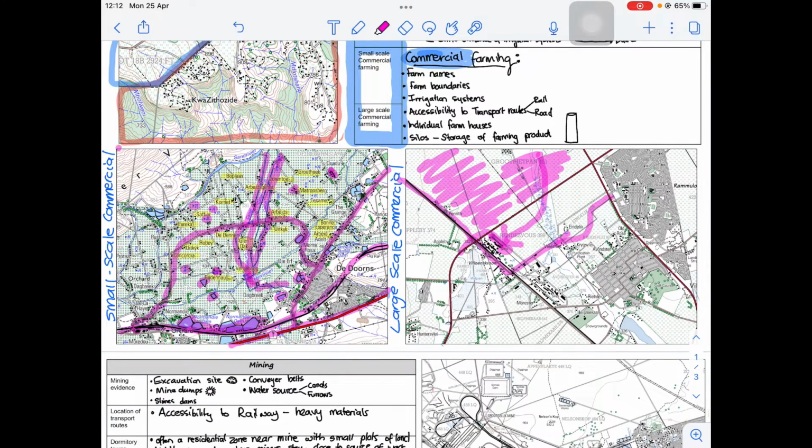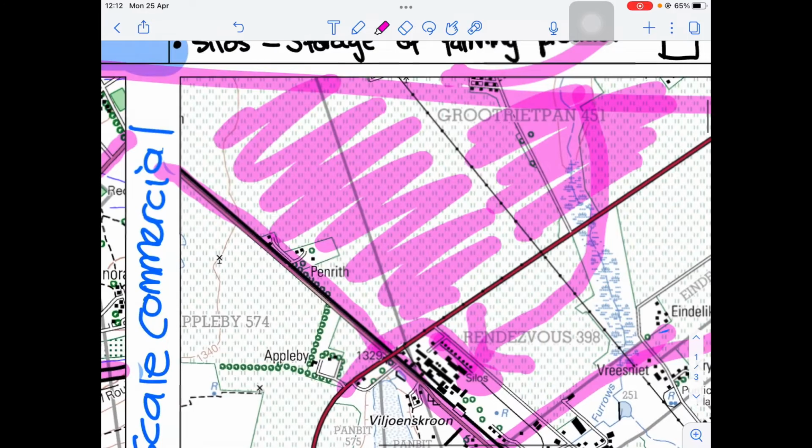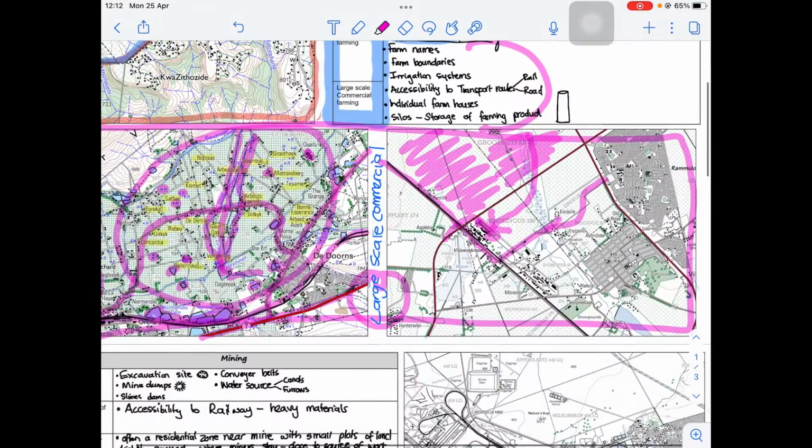So the commercial farming is definitely what is happening here because of all of those reasons, but whether it is small scale or large scale is really just in terms of how dense that area of land is being used. Is it lots of different little farms with smaller boundaries, making it a small piece of land, or is it one big farm that has boundaries far apart?